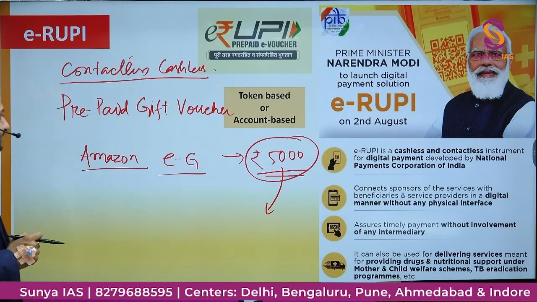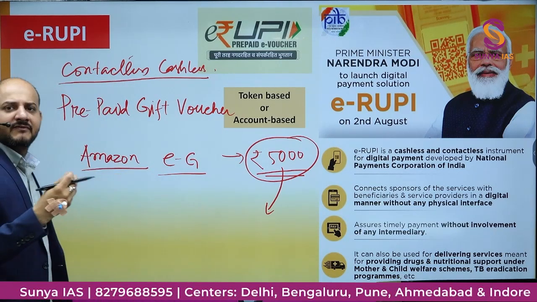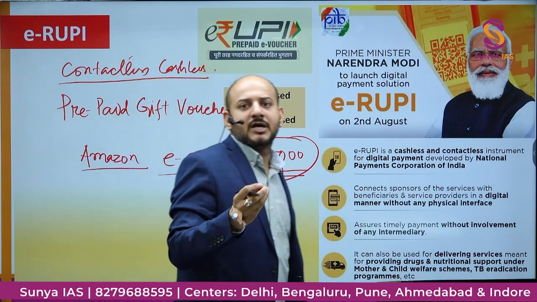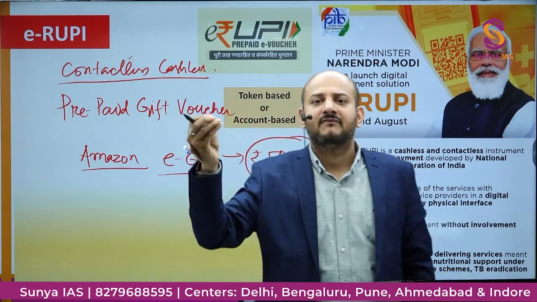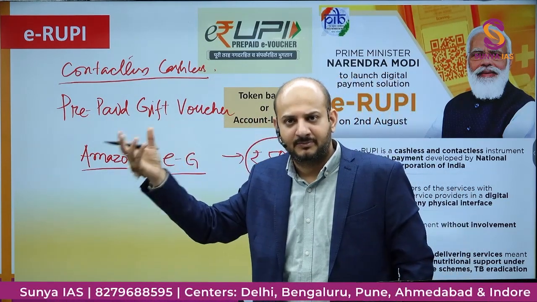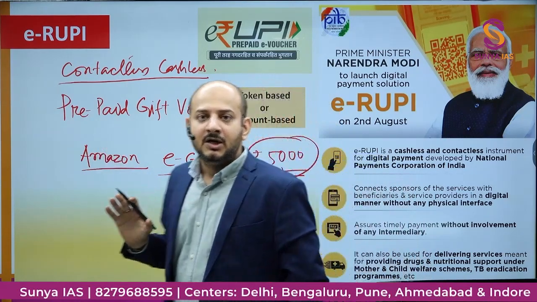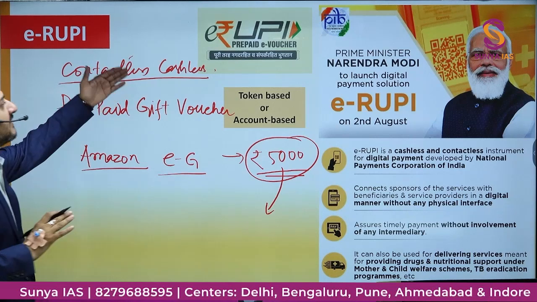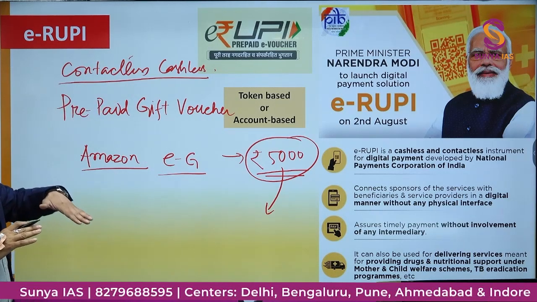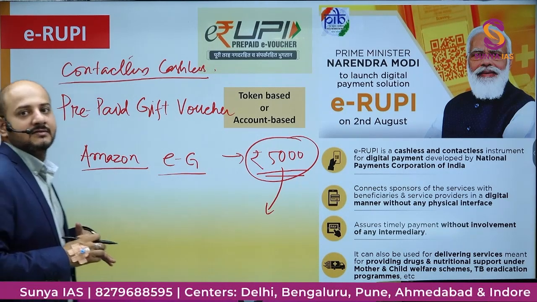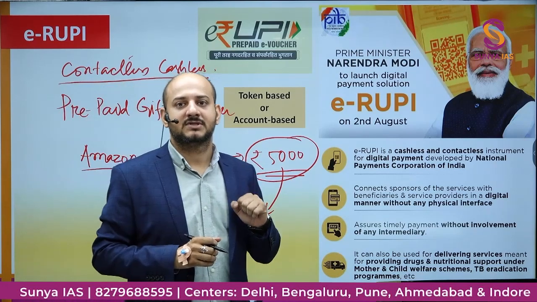This money cannot be spent on Flipkart or any other e-commerce websites. Got it? Similarly, you have different gift cards for Pantaloons. You can go and purchase 5000 worth of any products or apparel from Pantaloons. Now class, understand that for the beneficiary system, already what was there? DBT was there. Direct benefit transfer was there.